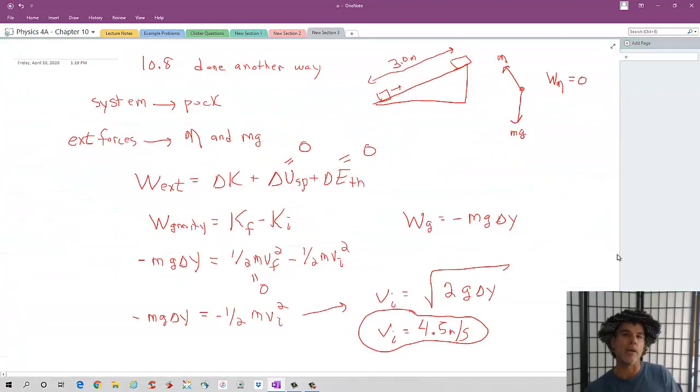Now in this second way, I'm only defining my system as the puck, which means gravity is an external force doing work on the system, and I cannot include gravitational potential energy. So I need to look at the work done by gravity, but I have to get the same answer in each case as long as I'm being consistent about what my system is, what's an external force, and whether or not I can use potential energy.